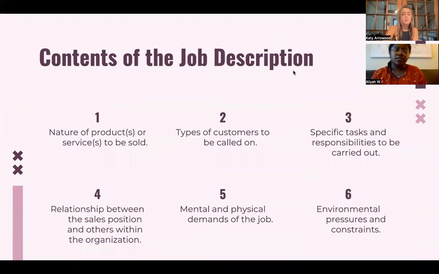So some factors of a job description would be the nature of the product or the service being sold, the types of customers to be called on, specific tasks and responsibilities to be carried out, the relationship between the sales position and others within the organization, mental and physical demands of the job, and it should also describe the environmental pressures and constraints of the job.